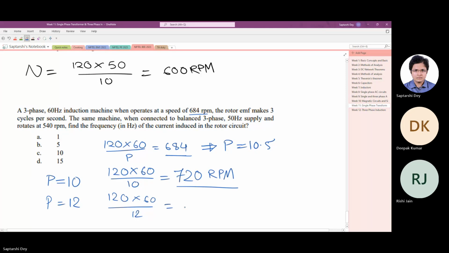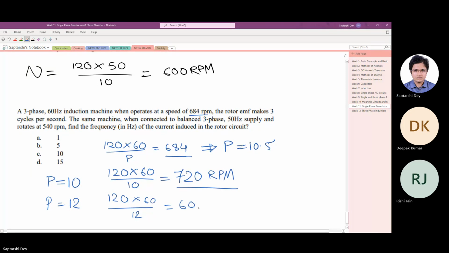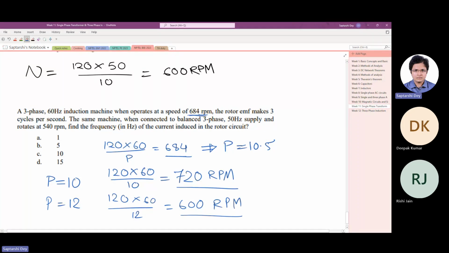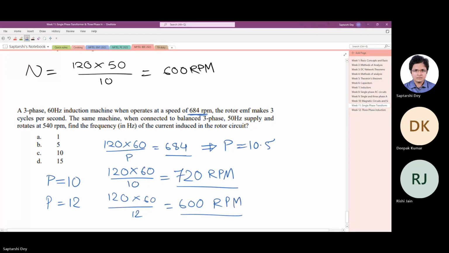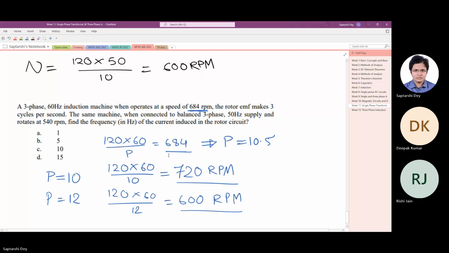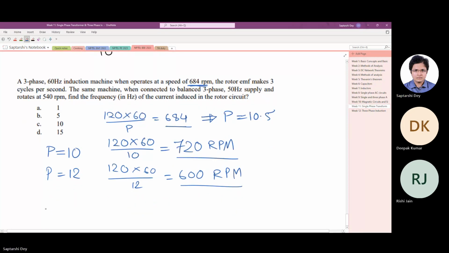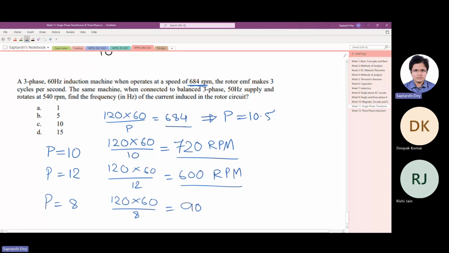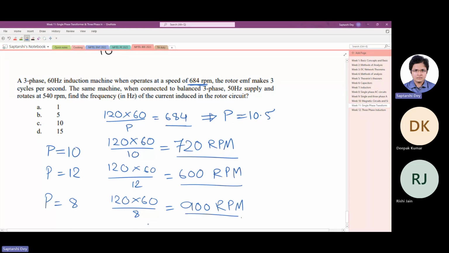It's okay, because the rotor, it's motoring mode. They didn't mention it, though; they will take it in motoring mode. So this cannot happen in motoring mode. Why not 8? You may argue, why not 8? It's 900 RPM. 8 can also be perfectly fine.